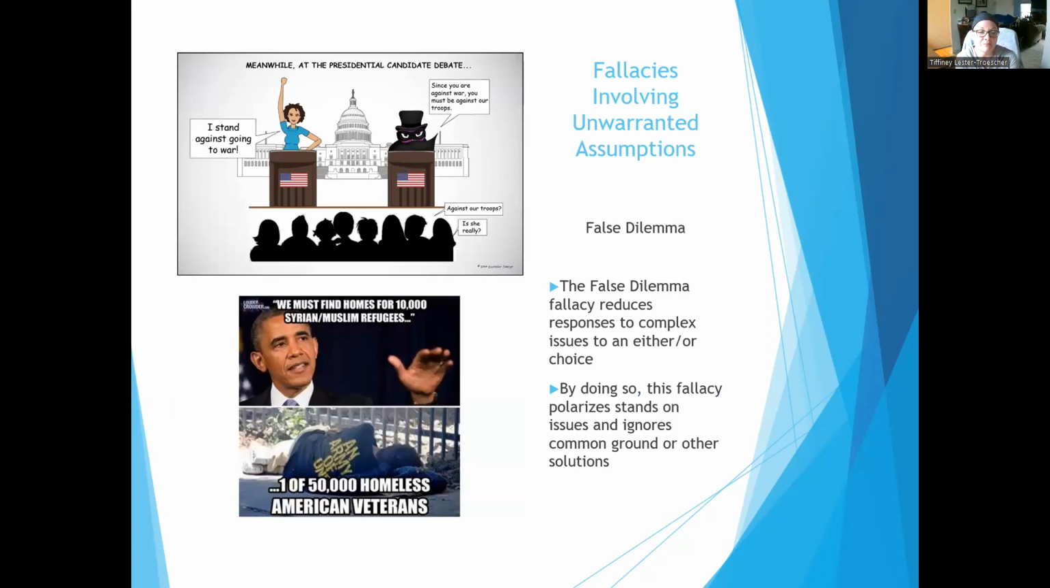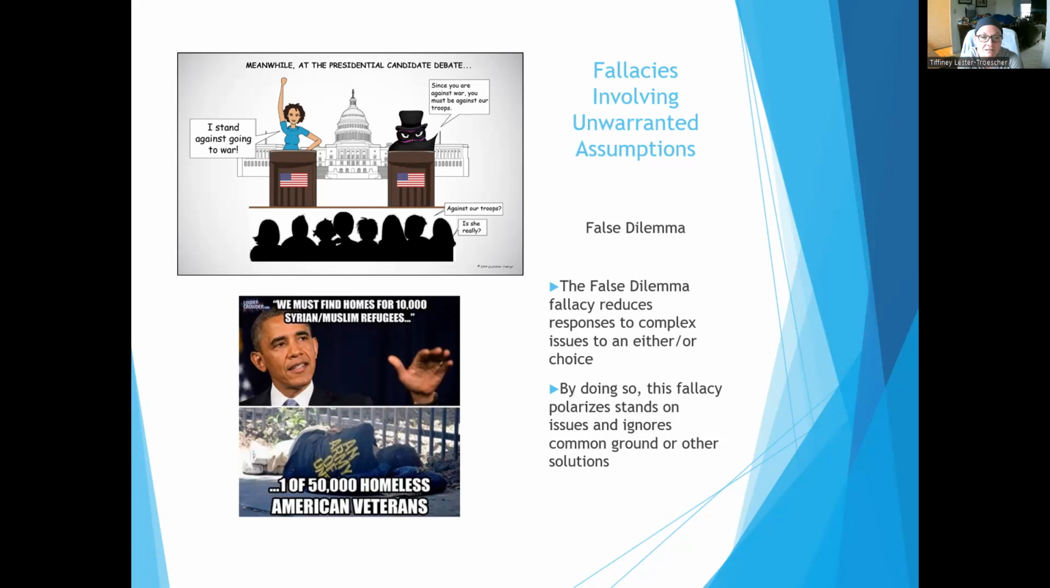Then we have our false dilemma fallacy. This type of fallacy takes a very complex issue and reduces it down to an either-or choice. The argument is worded and supported in a way that makes it seem like it's black or white, when really there could be 1,000 shades of gray in between. This type of fallacy is what is used to polarize people on issues and get them to forget about or ignore the common ground, or get them to ignore other possible solutions.